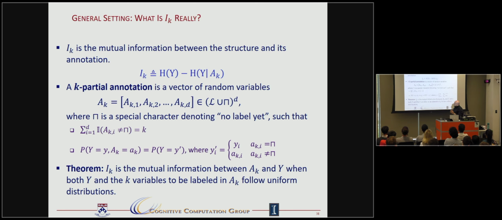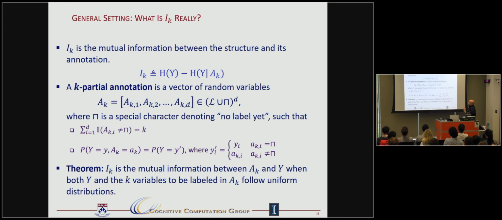In the general setting, we can think about i_k. So this was an instantiation. Really, you can think about i_k as a mutual information between the structure and its annotation. And I'm using an entropic notation here, and this is why I needed the log.